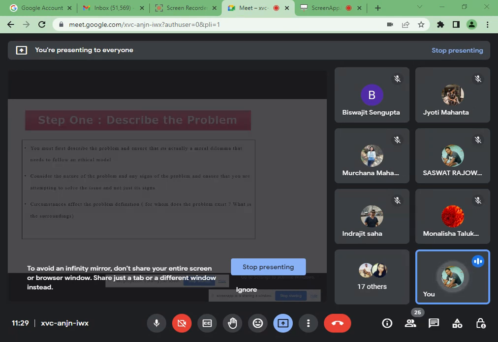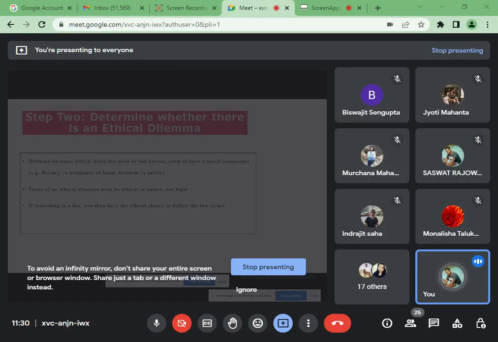The first one is to describe the problem. We must first describe the problem and ensure that it's actually a moral dilemma that needs to follow an ethical model. Consider the nature of the problem. Then we have to see what type of problem it is and any signs of the problem, and ensure that you are attempting to solve the issue and not just its sign. Next, circumstances affect a problem definition. For whom does the problem exist and what is the surrounding?